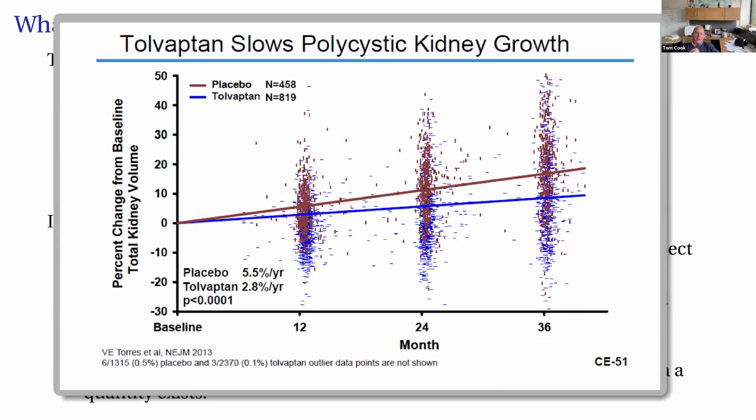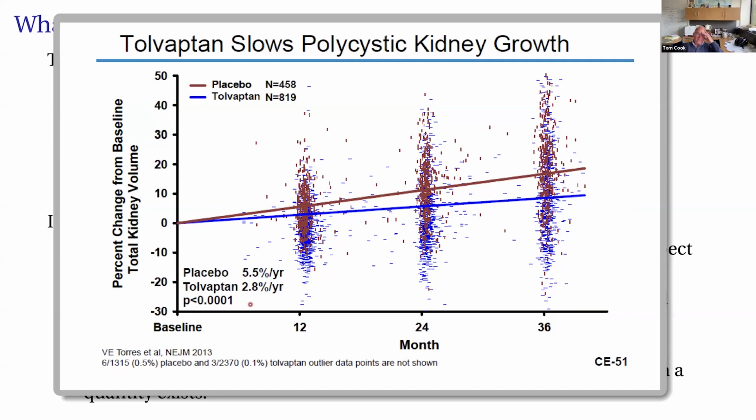And tolvaptan is an aquaretic, so it sucks water out of people like nothing I've ever seen before. It's much more effective at removing fluids than the standard loop diuretics, for example. So what they've shown here is that the average change in the placebo arm was greater than the average change over time in the tolvaptan arm. And you could quantify this difference by saying it's about 2.7% per year. The p-value is really, really small.